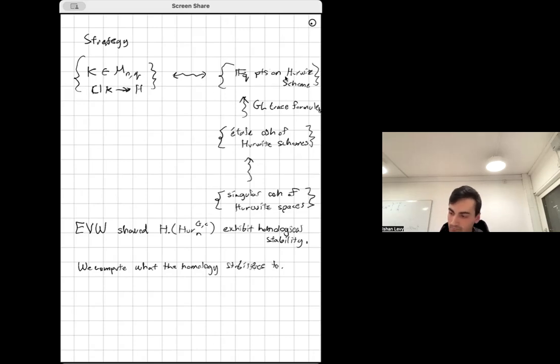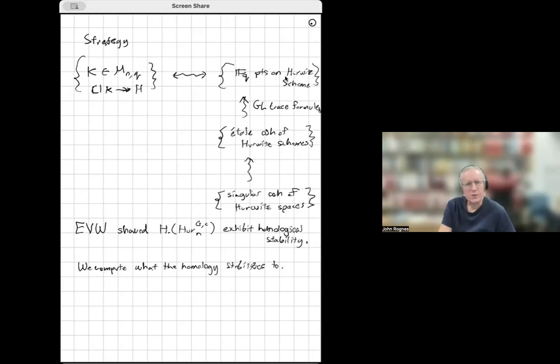Okay. So are there any questions about this? Because the next thing I'll do is I'll go on to tell you about what these Hurwitz spaces are, and how to compute their stable homology.